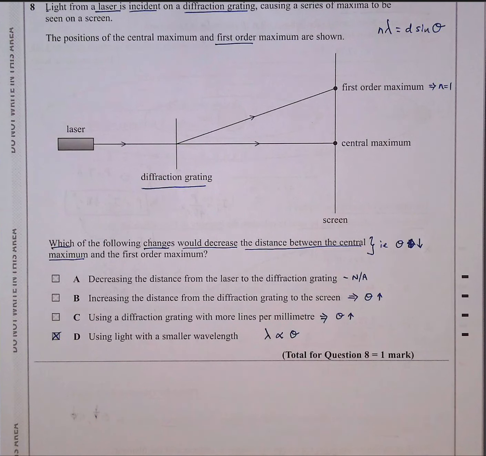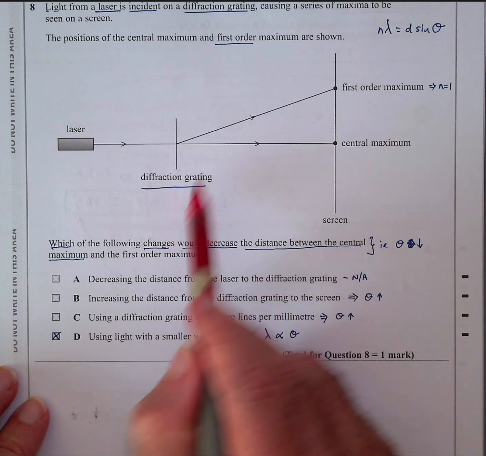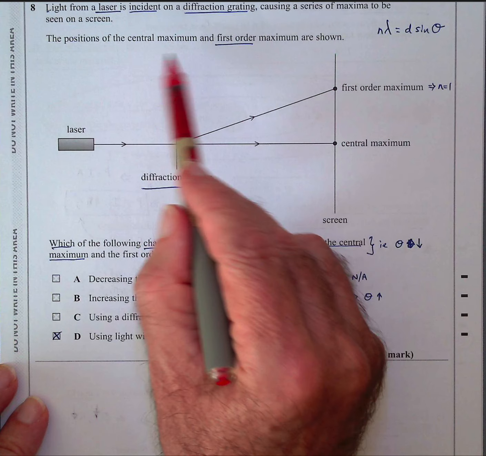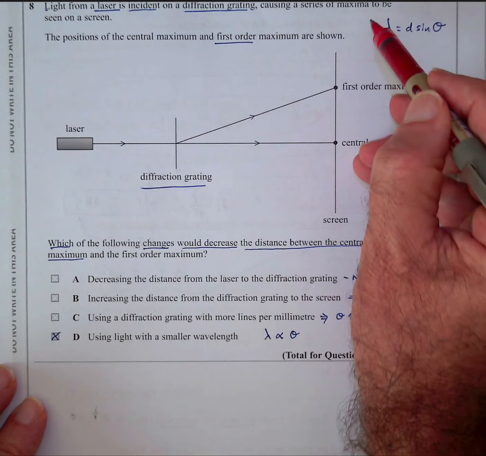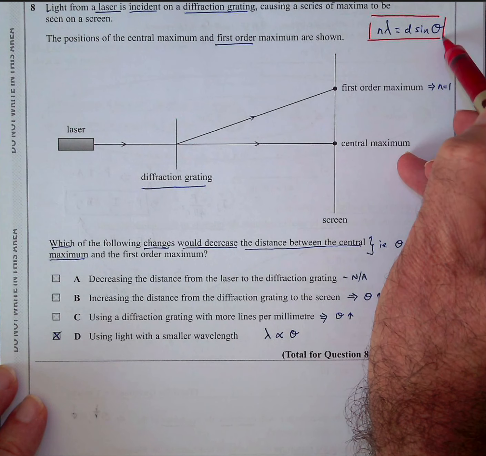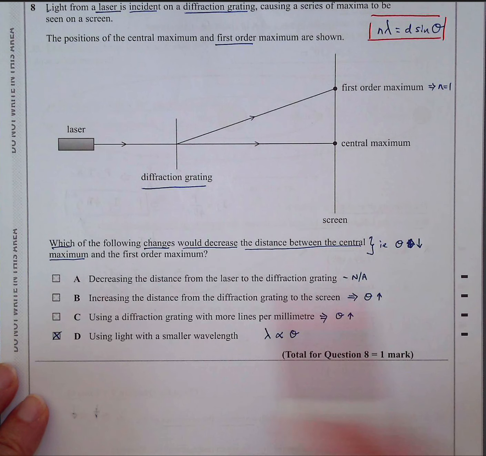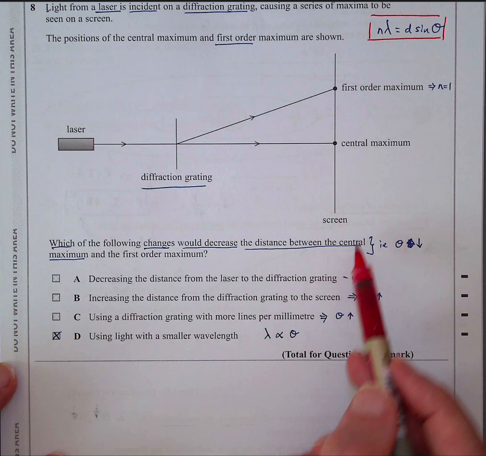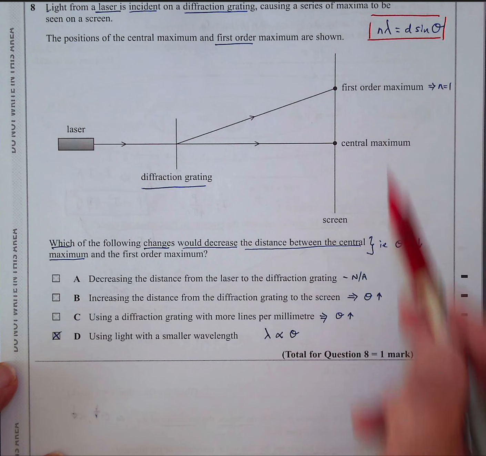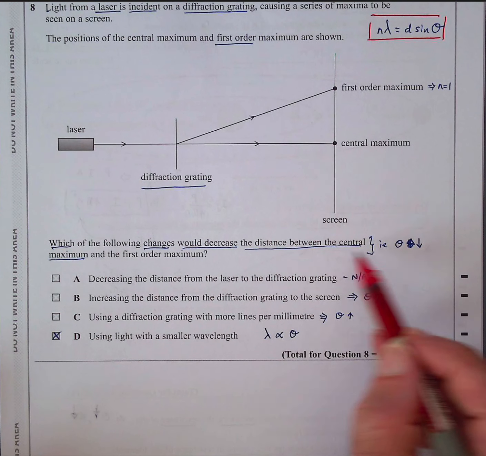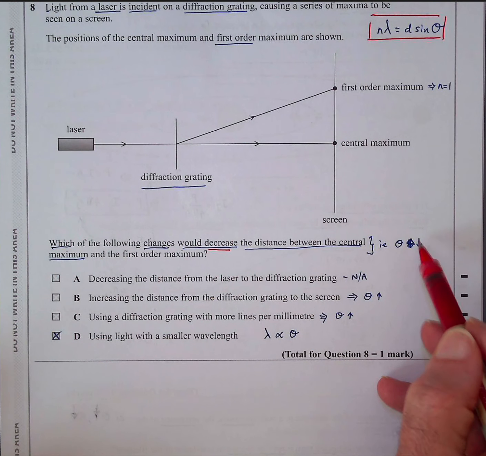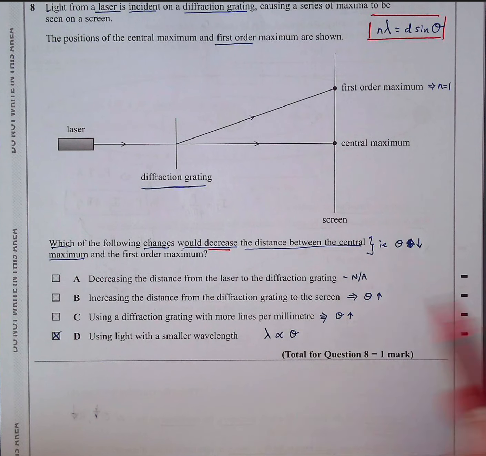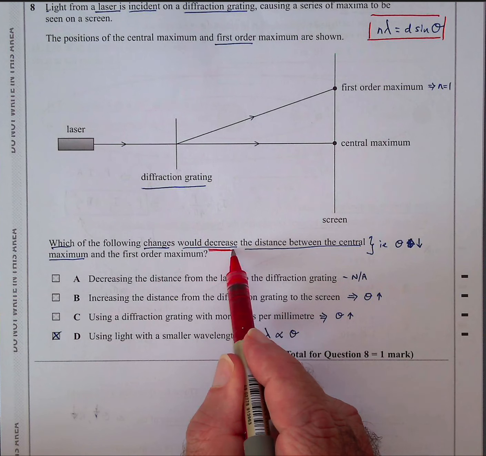Question 8, light from a laser incident on a diffraction grating causes a series of maxima and minima. So they've given you the first order where n equals 1. The equation for a diffraction grating is n lambda equals d sine theta. Which of the following changes would decrease the distance between the central maximum and the first order? I.e. the angle decreases, so that means the angle goes down. At first I got it the wrong way around in my head, so it's very easy to misread questions. That's why I underline things. So here, decrease is the key.